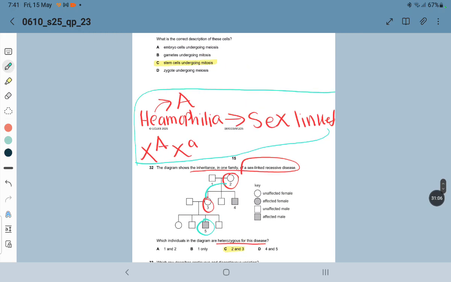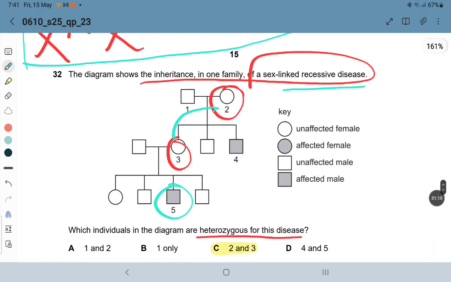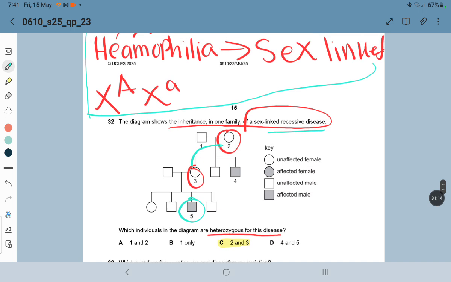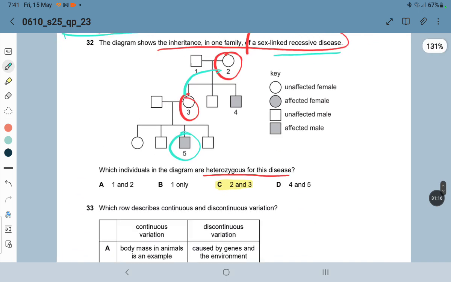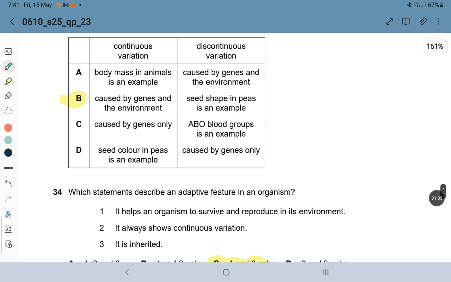It is the whole concept of the question, okay? And that is the sex-linked recessive disease idea. Hemophilia actually is from the A2 syllabus, just for you to understand and to know in your future. Now it's telling you here, which row describes continuous and discontinuous variation? A lovely question. Of course, continuous variation is caused by the combined effect of the genes and the environment, while discontinuous variation is only caused by the effect of the genes. Just something to memorize.